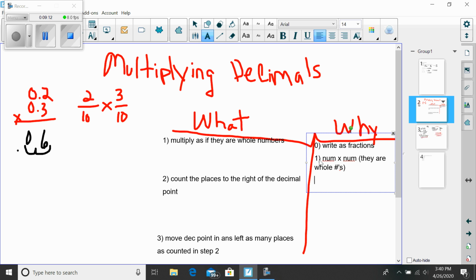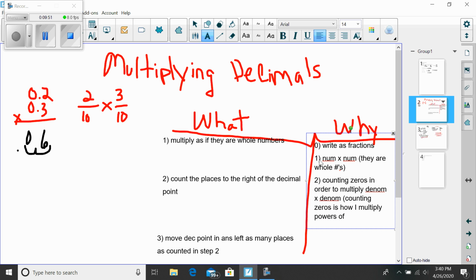Numerator times numerator, they are whole numbers. Okay. Then for step 2, count the places to the right of the decimal point. What I'm really doing is I'm counting zeros in order to multiply denominator times denominator. Right, so that's how I multiply powers of 10. Say that. Counting zeros is how I multiply powers of 10.